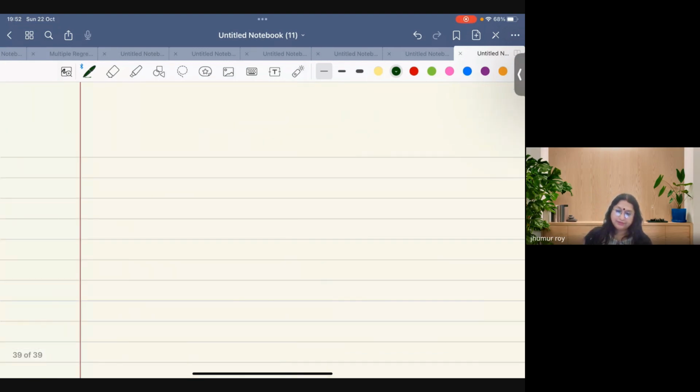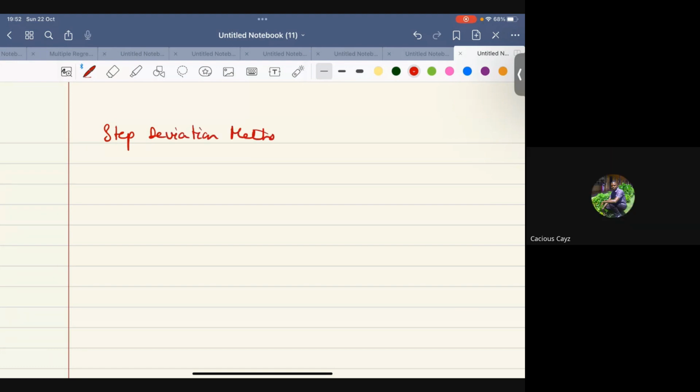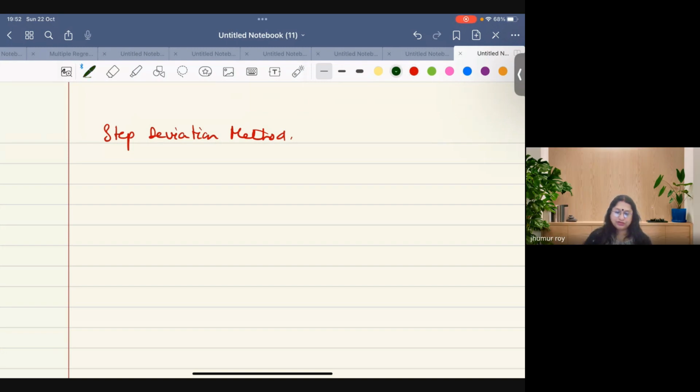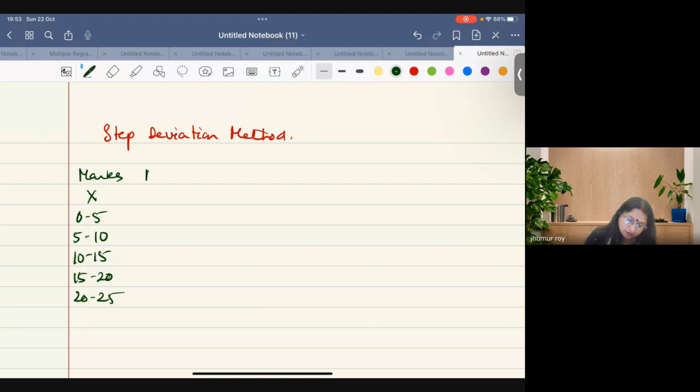Now we come to the third method. The third method is called the step deviation method. Again, let's write down the same question. I will tell you how to do this. Don't get confused. It is very, very simple. First we write down marks, that is the X column: 0 to 5, 5 to 10, 10 to 15, 15 to 20, and 20 to 25. Then I write down number of students, that is F: 2, 8, 6, 10, and 4.